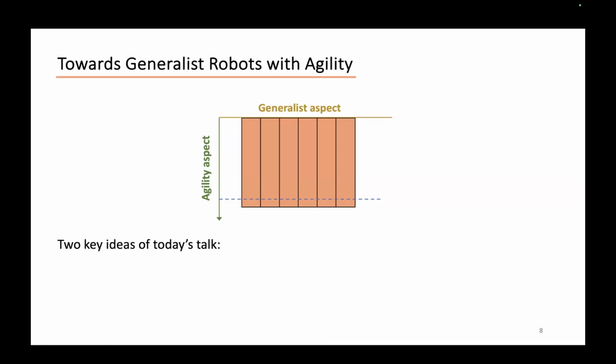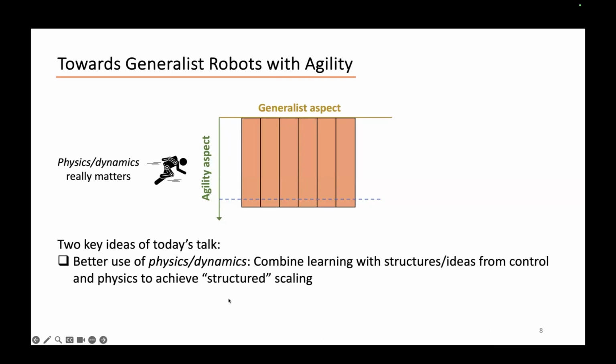So in my opinion, on the agility axis, the y-axis, the green axis, physics and dynamics really matter because that's the definition of agility, right? Agility means you need to treat the robot beyond just position control. You need to reason about the force, the torque, the dynamics, right? You need to reason F equals ma. So the first idea of today's talk is better use of physics and dynamics.